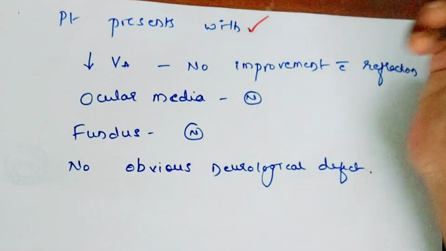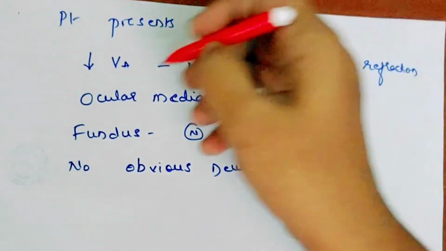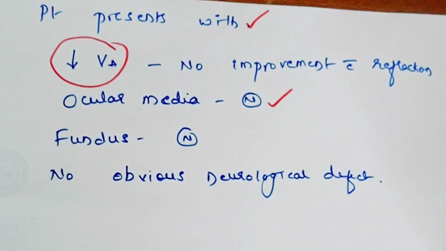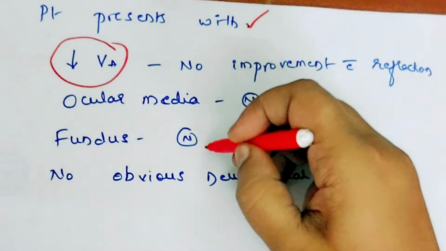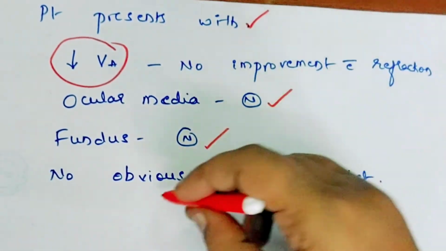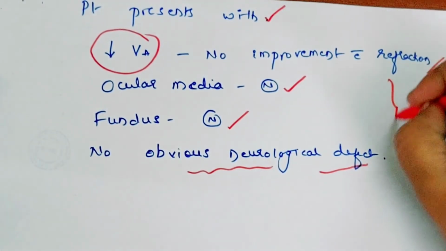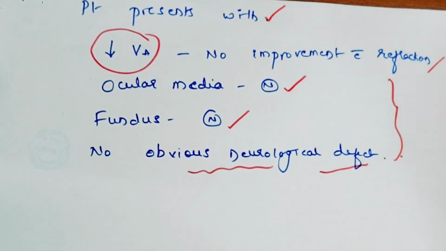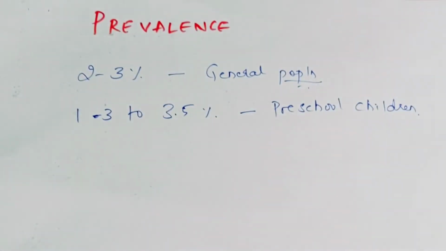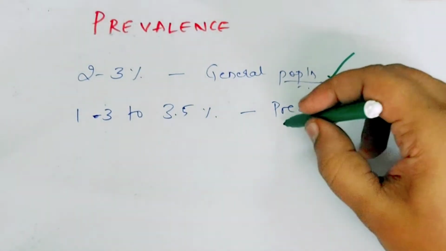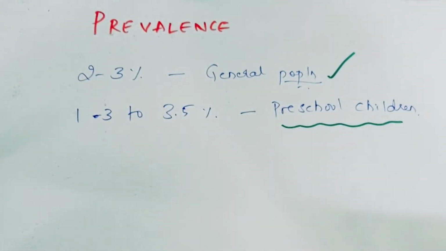So what you see when you examine the patient? Obviously, when you examine the patient, the visual acuity is decreased, the ocular media is normal, that means the cornea is clear, lens is clear, there is no vitreous abnormality or even the evident fundal abnormality also, and there is no obvious neurological defect. Okay, so when the patient has decreased vision with all these normal things, it fits into the definition of amblyopia. What is the prevalence rate of this amblyopia? Usually 2 to 3% of general population is suffering from amblyopia. If you take the preschool children, it is 1.3 to 3.5% of the preschool children are suffering from amblyopia.